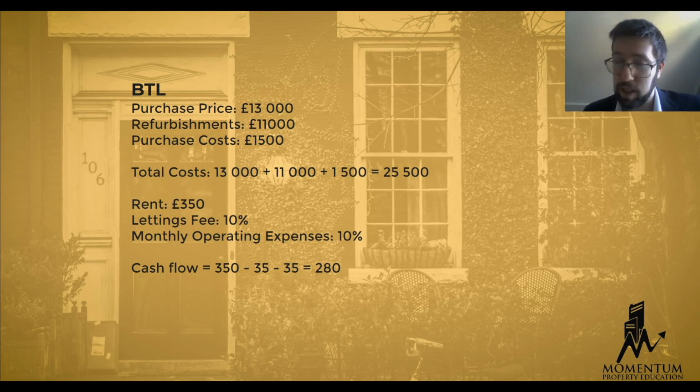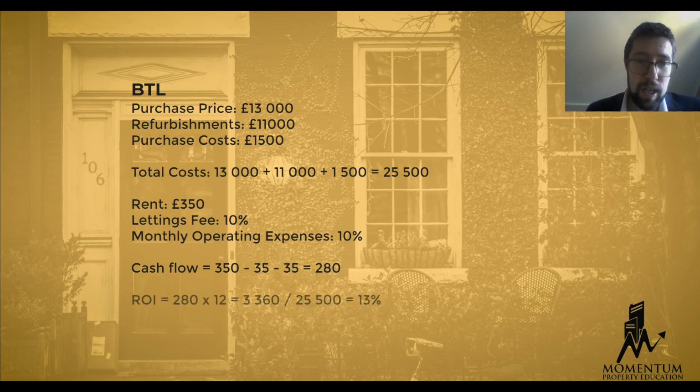So let's see how good the deal is. Return on investment is what we use to compare different deals to each other. So let's take a look. We had £280 per month coming in, 12 months of the year. So every year we're making £3,360. Divide that by what we invested, and we have a 13% return, which is actually really, really good compared to the stock market where the average is 10%.